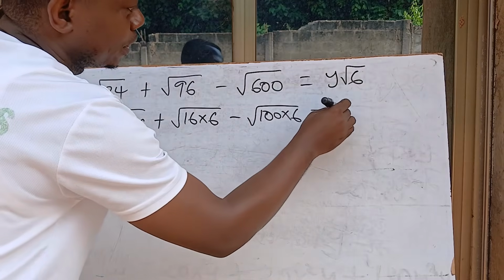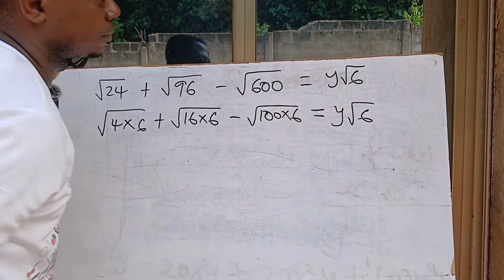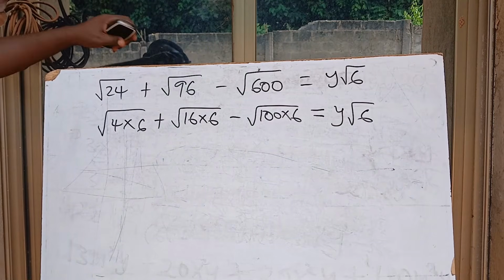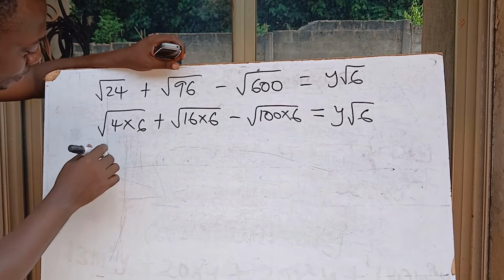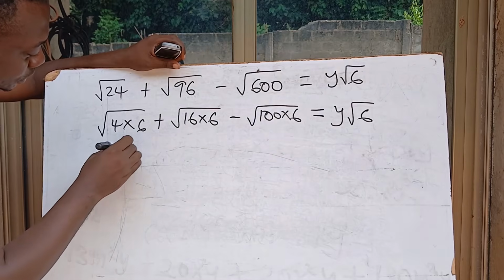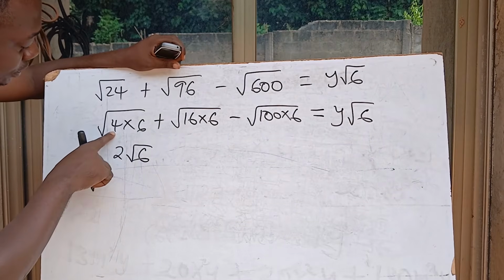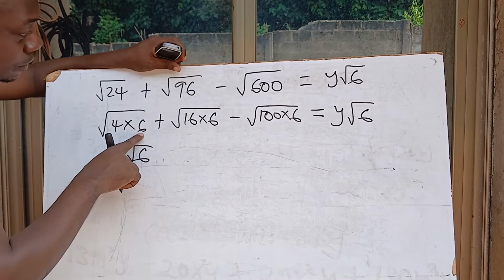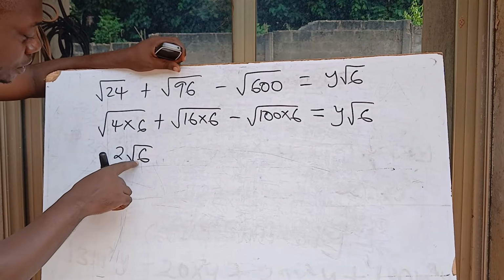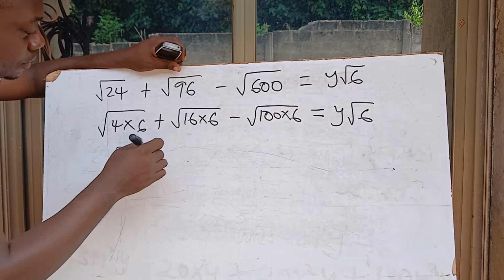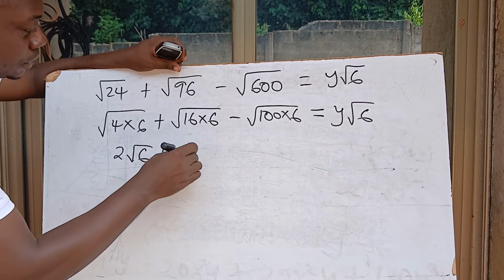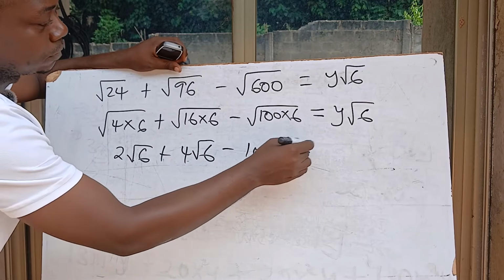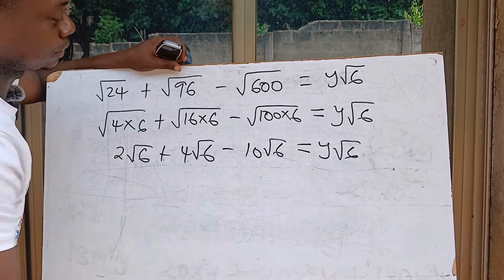And we have y√6. Now, from here, I can say 2√6, because it's the same as the square root of 4 times the square root of 6. Even if you have been following what we've been doing, I think this one wouldn't be a problem. So this side will be 4√6, just repetition, 10√6 equals y√6.